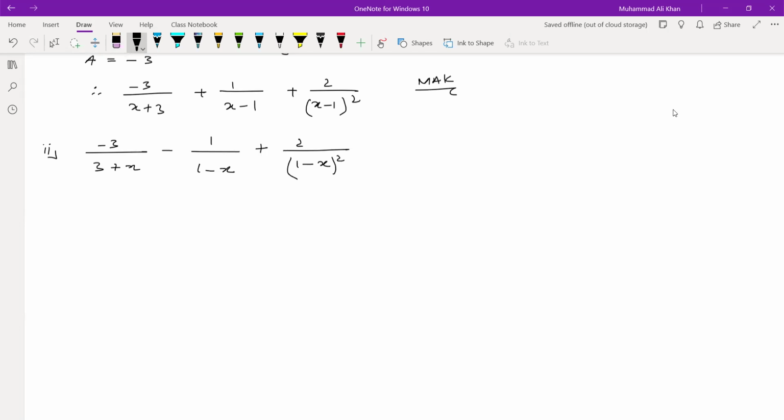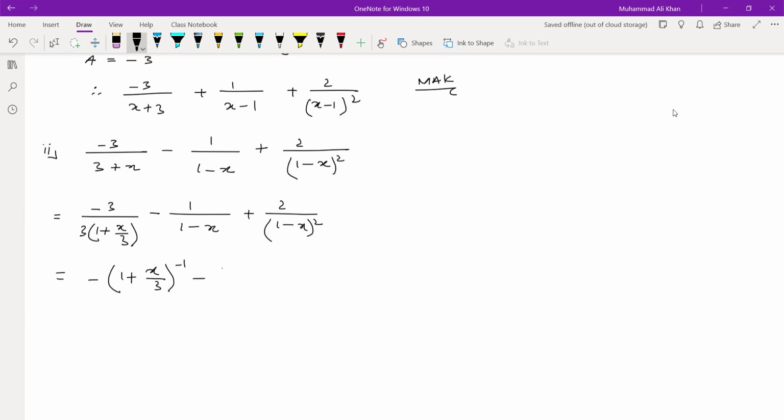नाउ अब व्हाट इज नेक्स्ट स्टेप? पहली टर्म सबकी 1 होनी चाहिए. सो डिनोमिनेटर की -3 ओवर 3 कॉमन, (1 plus x over 3) minus 1 over (1 minus x) plus 2 over (1 minus x) whole square. Any confusion? Hopefully no. 3 and 3 cancel out. It will be minus (1 plus x over 3) power minus 1, minus (1 minus x) power minus 1, plus 2 (1 minus x) power minus 2. This is equation 1.